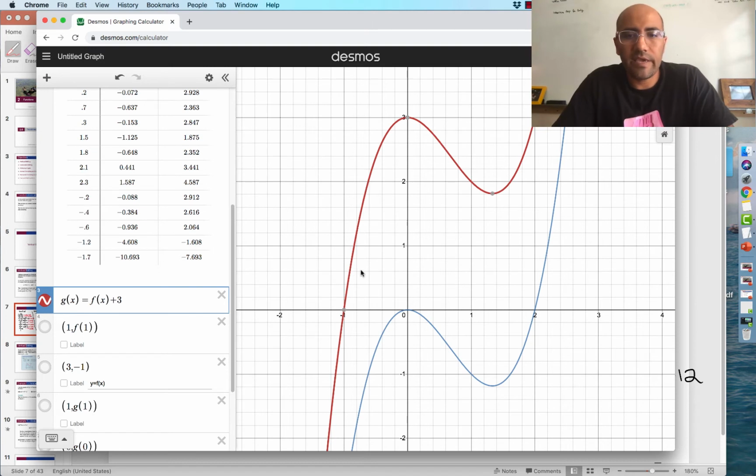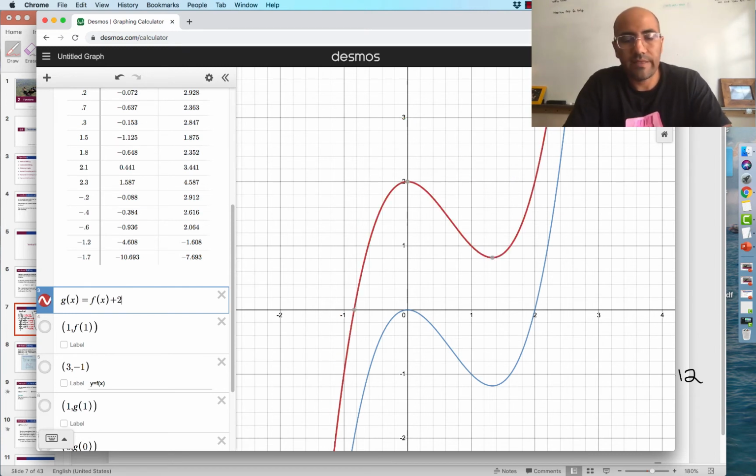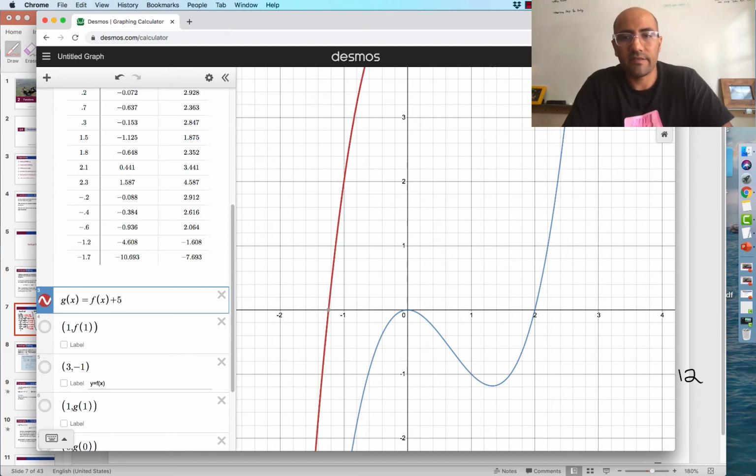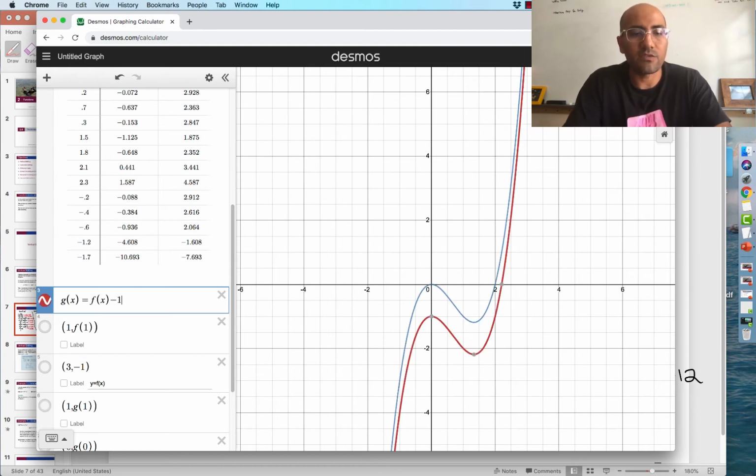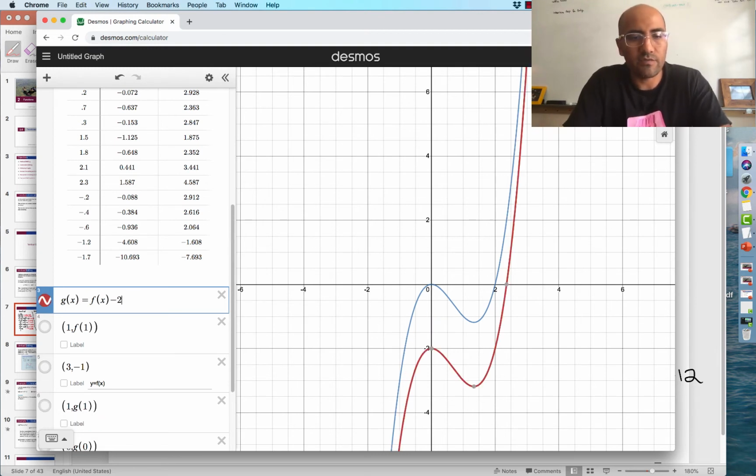Okay, so here we have a case where the original function is the blue one, and then we add 3. We can also add 2 instead, and we get that. Or we can add 5 instead, and it's off the screen there because it went up high, so I have to zoom out. So there it is at +3. Also, if we subtract the constant, like say -1, then we go below. The exact same graph gets shifted down by 1 unit, or it can get shifted down by 2 units.